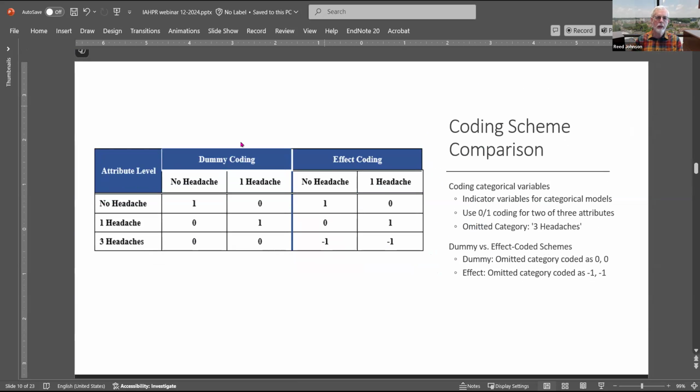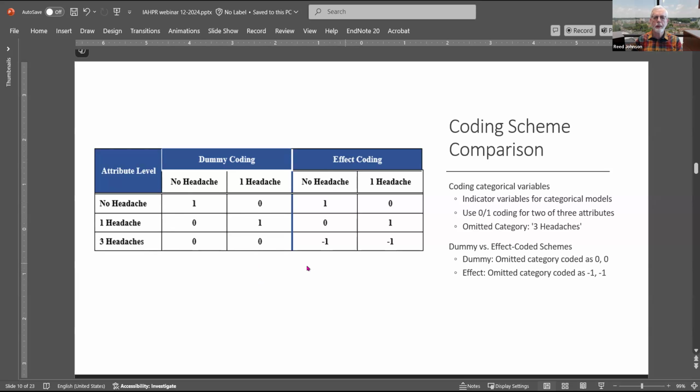So everyone's familiar with dummy coding. So if we set 0 for 3 headaches, which is the worst value, then no headache would be coded as 1, 0, and one headache would be coded as 0, 1, and 3 headaches would be coded as 0, 0. Many preference researchers prefer effect coding.